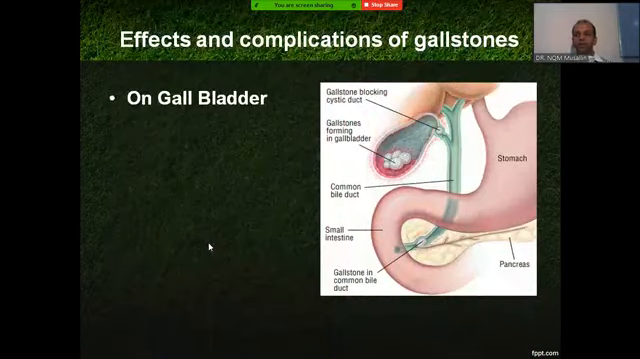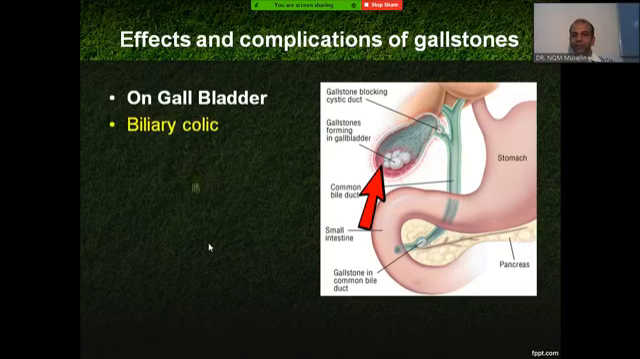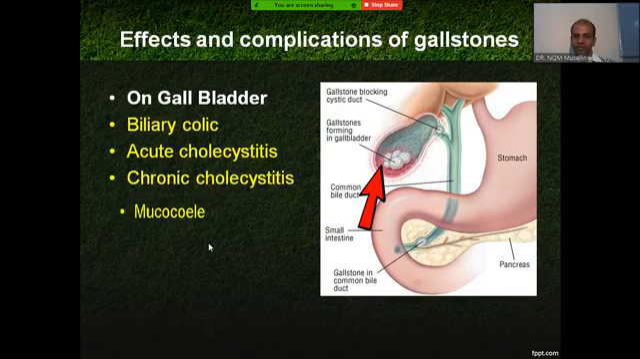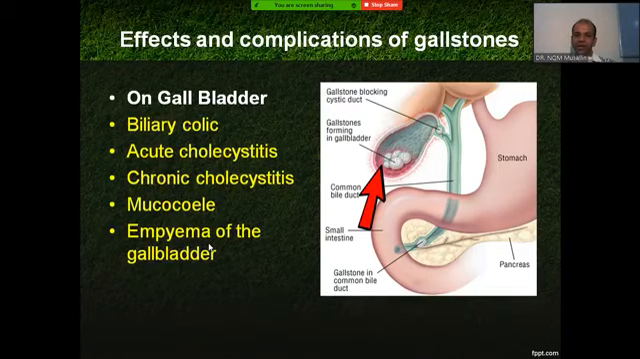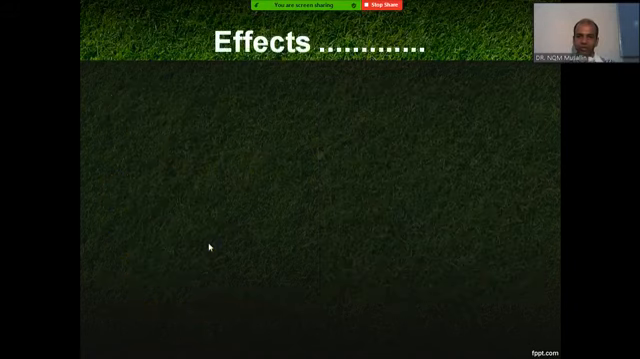You know, the gallbladder stone is most commonly situated in the gallbladder, and what are the complications of the stone within the gallbladder? They are biliary colic, acute cholecystitis, chronic cholecystitis, mucocele of the gallbladder, empyema of the gallbladder, perforated gallbladder, gangrenous gallbladder, and finally carcinoma of the gallbladder. If a stone is present a very long time within the gallbladder, it may lead to carcinoma of the gallbladder.